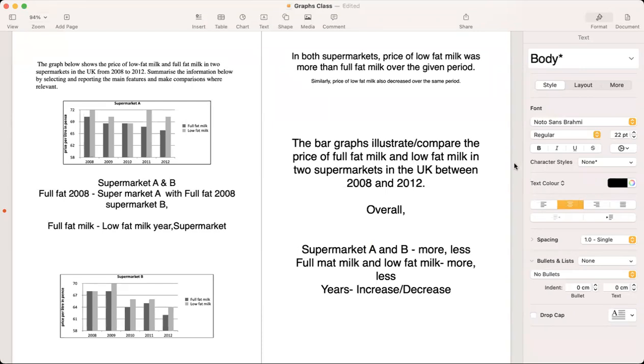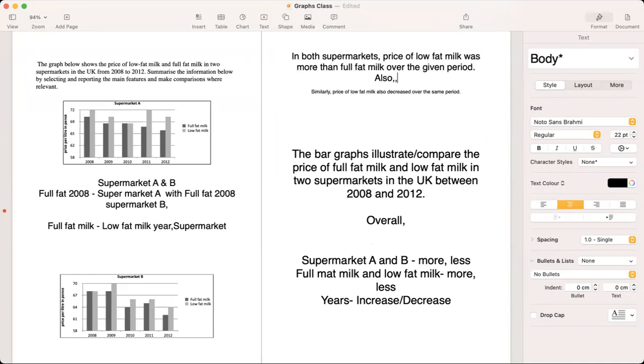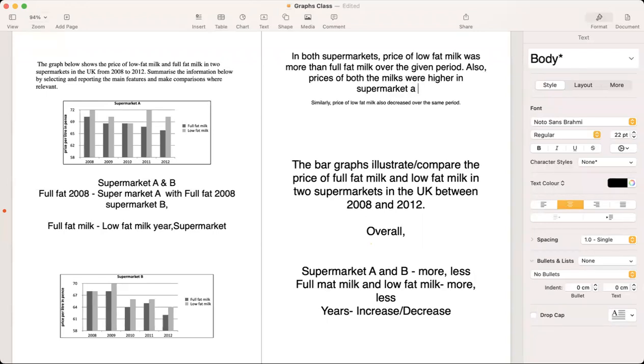Is it clear? So here we will also write: the prices of both the milks were higher in supermarket A than B over the given period. So these are the two features that we'll write in the overall.